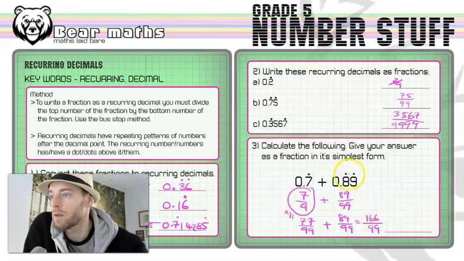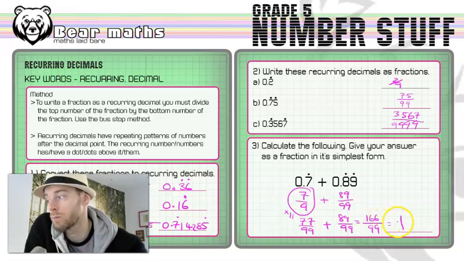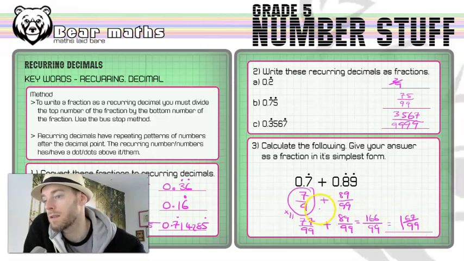Now we need to give our answer in simplest form. Good practice to give the answer as a mixed number. So 1 whole time, 99 fits into 166. Again, if you're not sure what I'm doing, watch the mixed numbers to improper fractions video. And then there'll be 67 left over out of 99. Okay, now that is how you do all of those things that are on this slide.